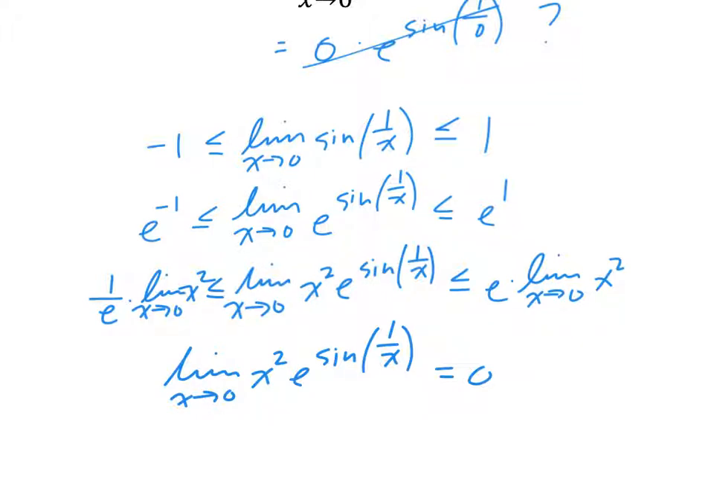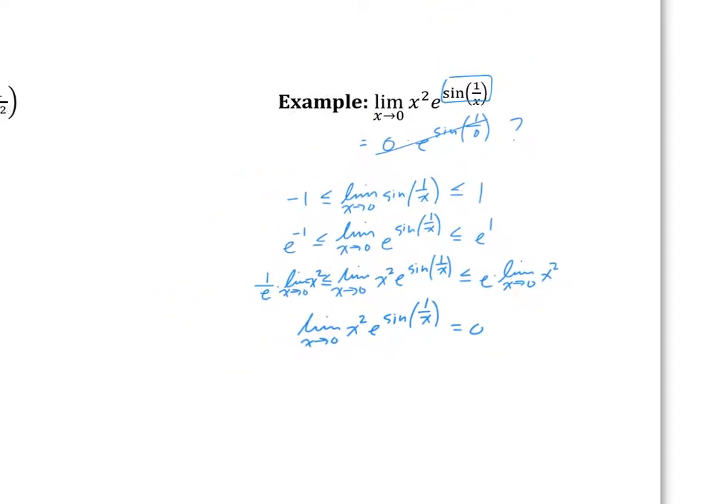Are these answers always 0? No, because we can use the squeeze theorem in other cases when x is not going to 0. This is only working out as 0 because x is going to 0. If x is not going to 0, then it's going to be different. So if x is going to 0, is it always 0? We don't know. You really should check.